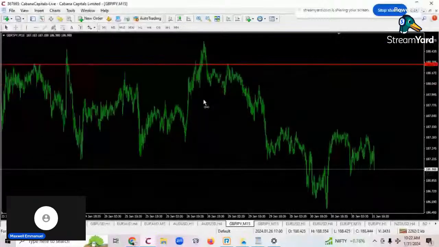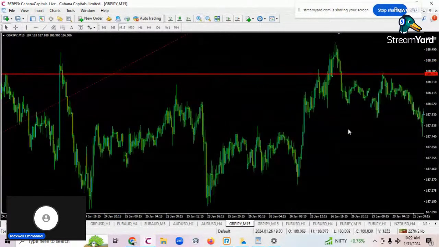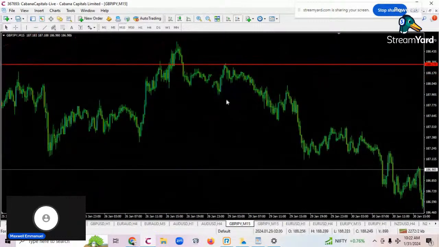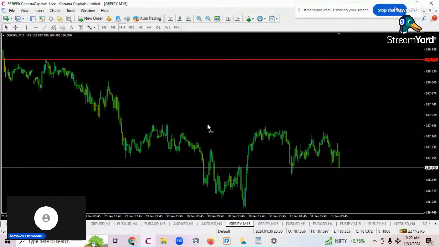I think it's been forming a series of lower high and lower low. Can you see that? On 15 minutes, it's been forming a series of lower low and lower high. So it's a bearish structure on 15 minutes. I hope that is clear.